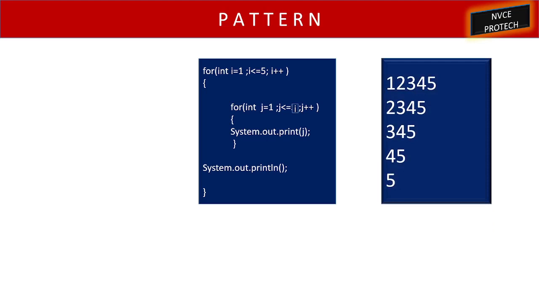Now take another pattern. If you closely look into this pattern, you can see vertically aligned numbers are different. So in this case, the inner loop's initial value will be the outer loop's variable.